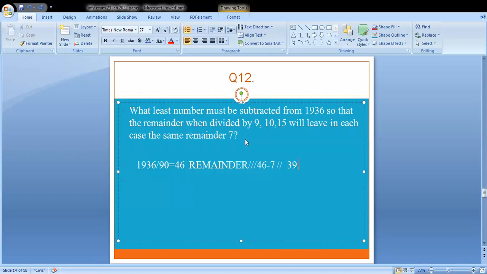So here 1936 is the number. The LCM we have taken of 9, 10, and 15, that is 90. So 1936 divided by 90 gives 46, that is nothing but the remainder. So 46 minus 7 is 39. That is the answer.